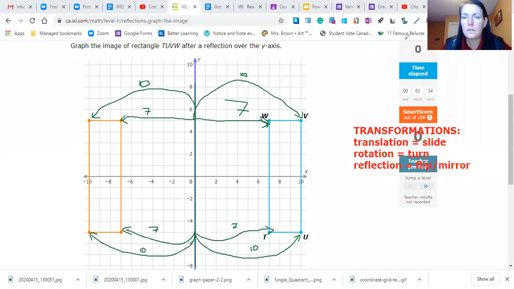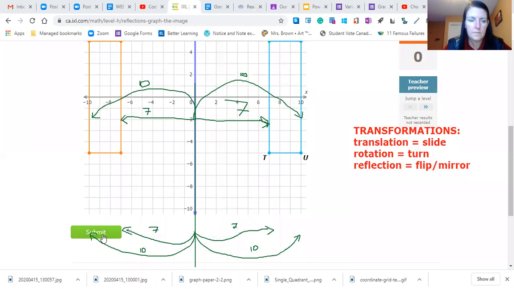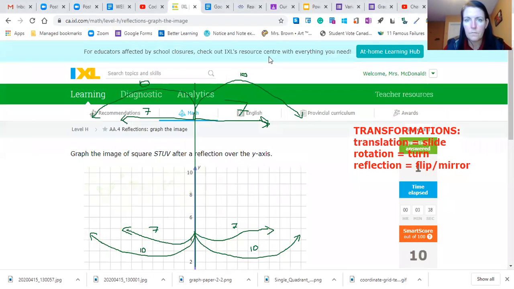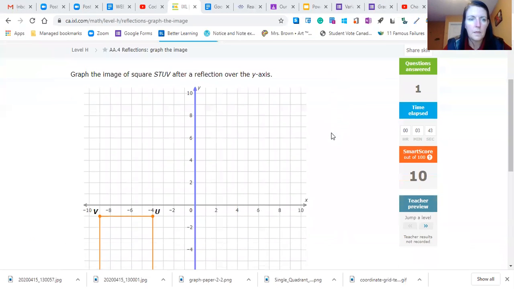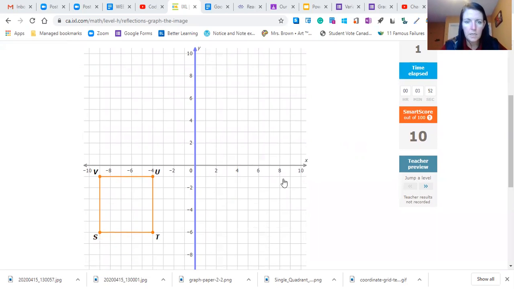Let's try a few more of these. Okay. Graph the image of a square, STUV, after a reflection over the y-axis. So the exact same kind of question. The y-axis is the line of reflection that we're trying to work out. If you're going to go 1, 2, 3, 4 that way. So we need to go 1, 2, 3, 4 that way, right?